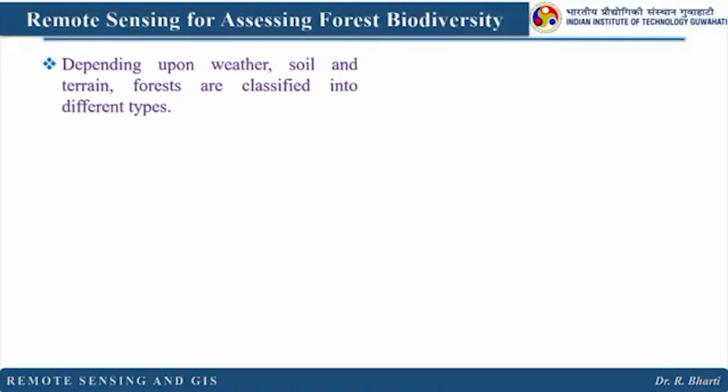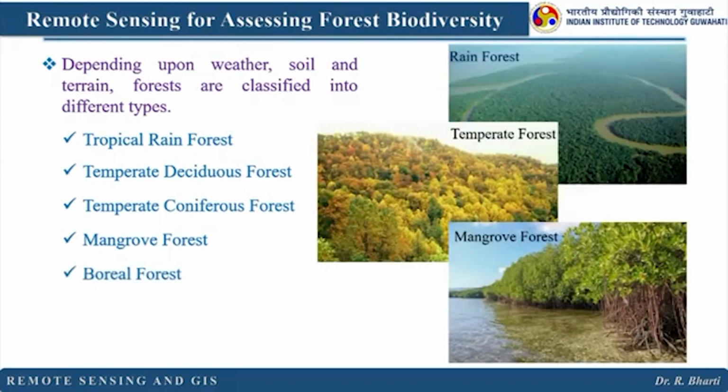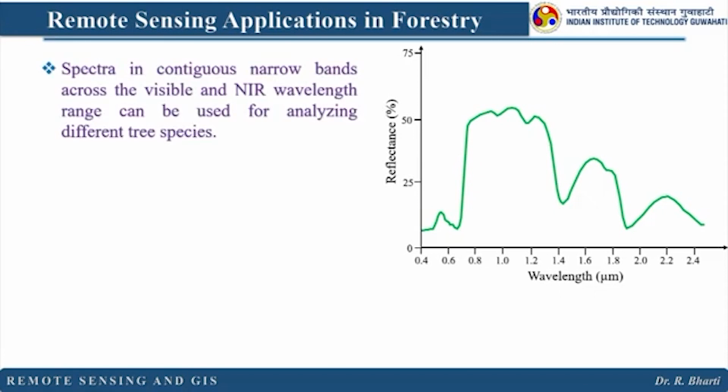Here, depending upon weather, soil and terrain, forests are classified into different types like tropical rainforest, temperate deciduous, temperate coniferous, mangrove forest. So there are different types of forest classified based on the weather, soil and terrain. Terrain is basically the topography, right? So how exactly are we utilizing this particular technique?